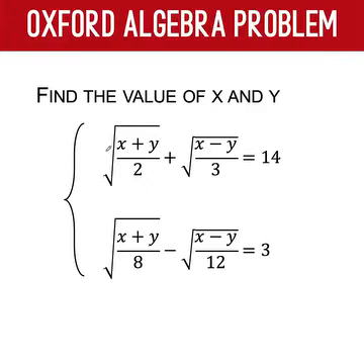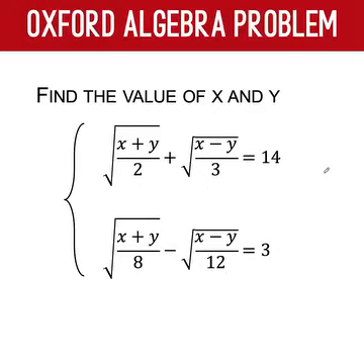The first equation is the square root of (x plus y) all over 2 plus the square root of (x minus y) all over 3 equals 14. And our second equation is the square root of (x plus y) all over 8 minus the square root of (x minus y) over 12 equals 3.